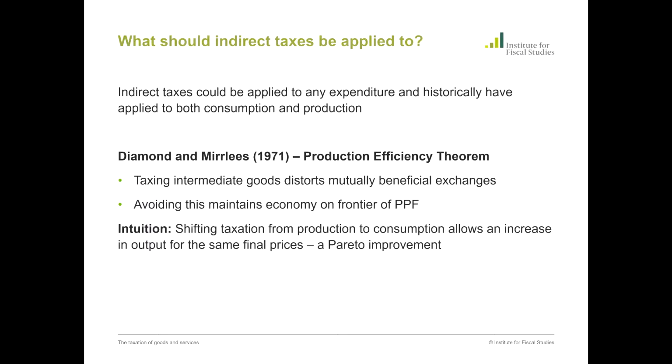Now, Diamond and Mirrlees, they say that avoiding this taxation of intermediate inputs is thus going to increase total output and maintain the economy at its maximum production efficiency. And they say that this is a Pareto improvement, so at least somebody can be made better off by this increase in total output with nobody being made worse off.